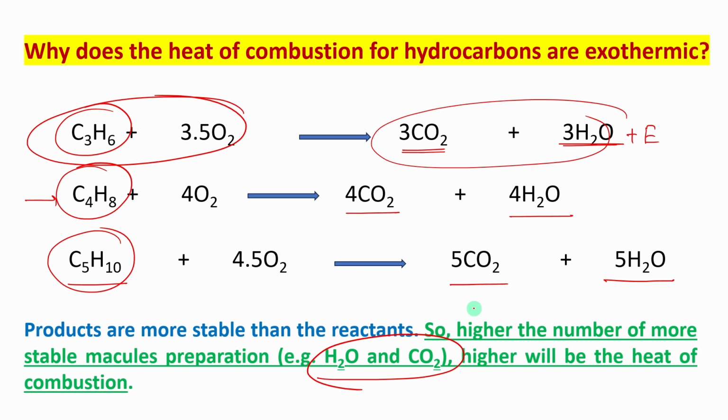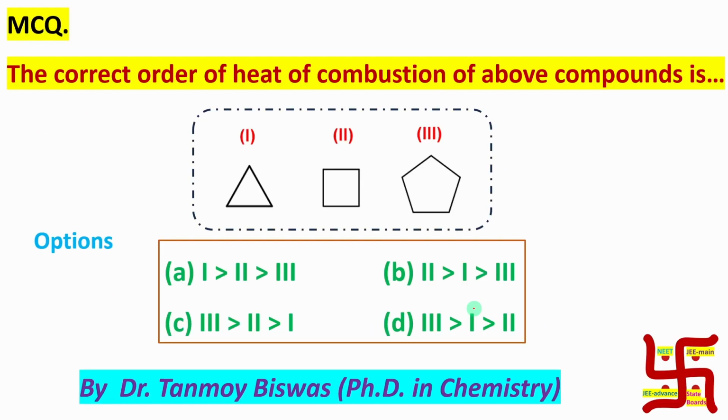So from this I can conclude that maximum energy will be produced by the combustion of pentane, after that butane, and minimum by propane. So what is the order? 3 greater than 2 greater than 1. Yes, option C is the right answer.